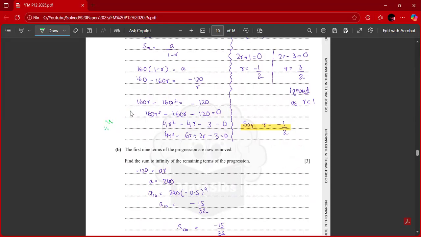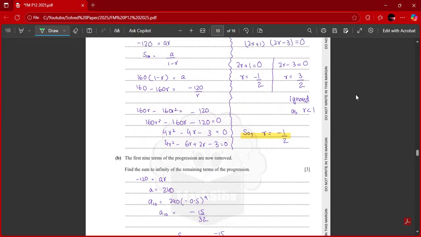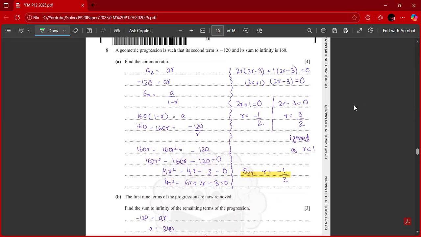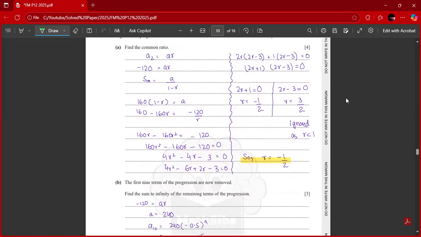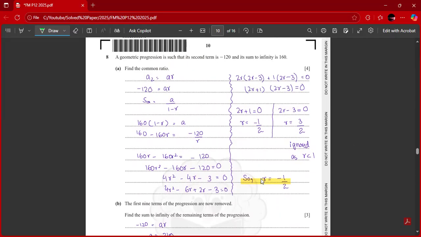Splitting the middle term is the most common and easiest method. Or we could just use our calculators to solve this equation, but they usually ask for steps. And we get two values now. After all the simplification, we get two values of r. r is equal to minus 1 over 2, and r is equal to 3 over 2, which means 1.5.